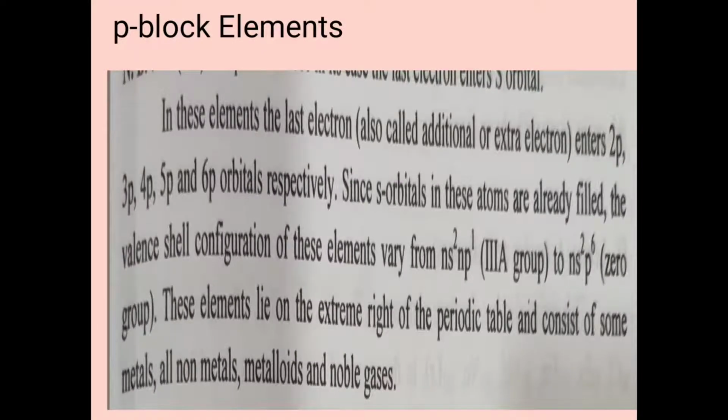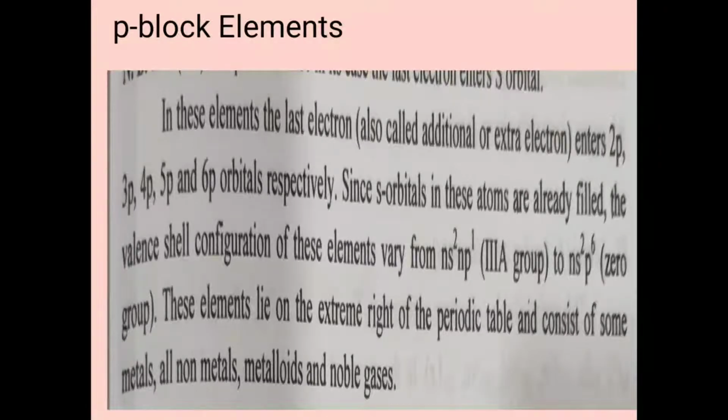Now, let us learn about the P block elements. These are those elements in which p orbitals are being filled progressively. These elements are present on the right hand side of the periodic table and include the elements from group 3A to 7A and zero group elements. In these elements, the last electron enters 2p, 3p, 4p, 5p and 6p orbitals respectively.